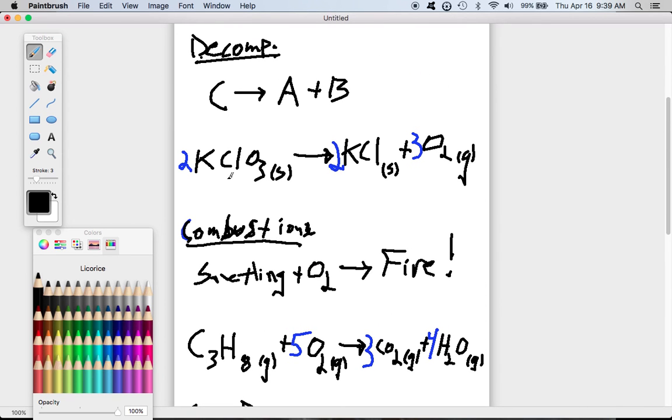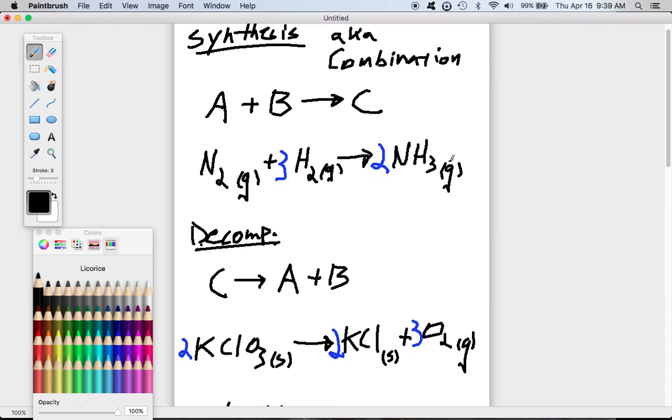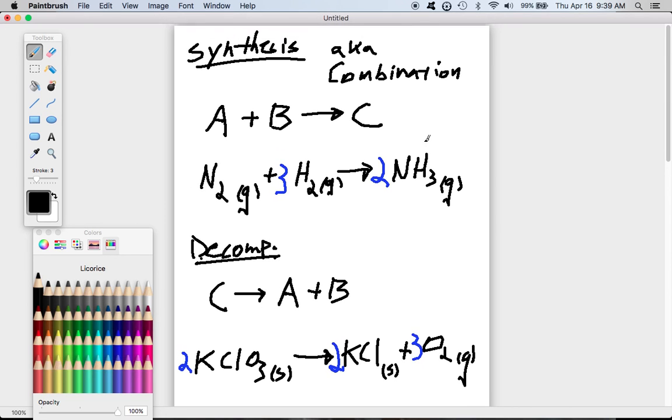ClO3, that's a polyatomic ion. That's called chlorate. And that breaks apart into chlorine and oxygen gas. So there's an exchange there. Now this is making a polyatomic ion. Well, that's not really a polyatomic ion, but it's complicated. These guys are pretty straightforward. And there you have it.